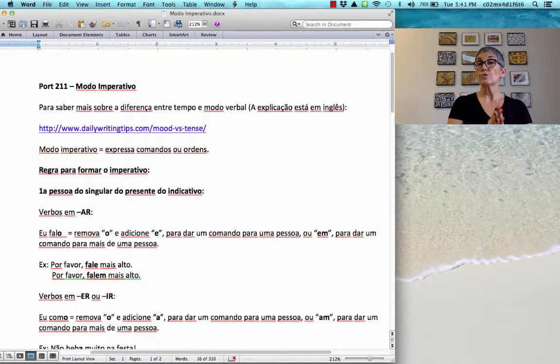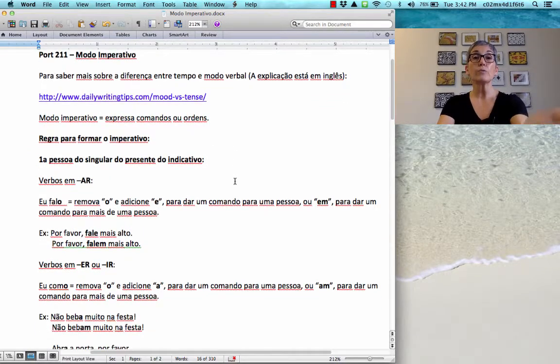Now we are going to see another mode, the imperative mode. So the imperative mode expresses what? Commands and orders, okay? So I was asking you in class, right, if you are bossy, né? Mandão ou mandona. So bossy people love to use this, okay? So let's see here. So, modo imperativo expressa comandos ou ordens. So, it expresses commands or orders, okay?